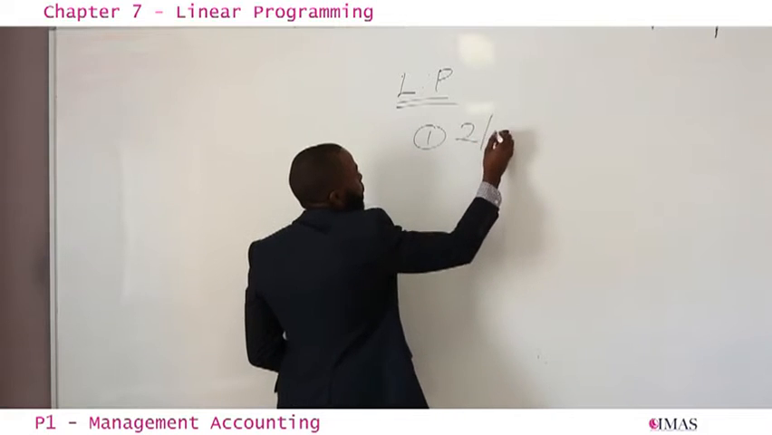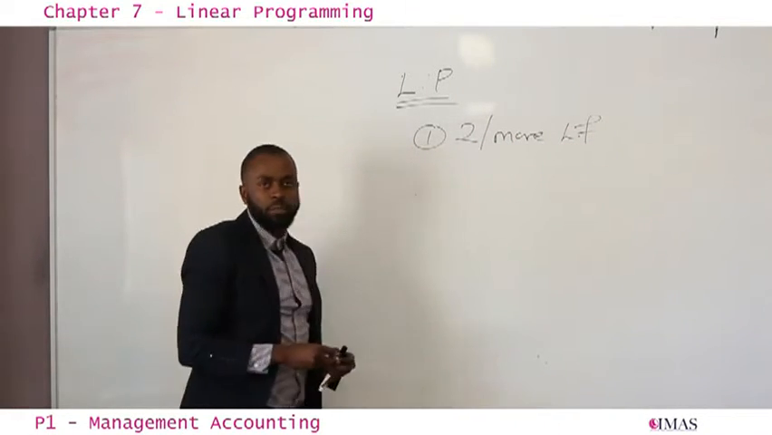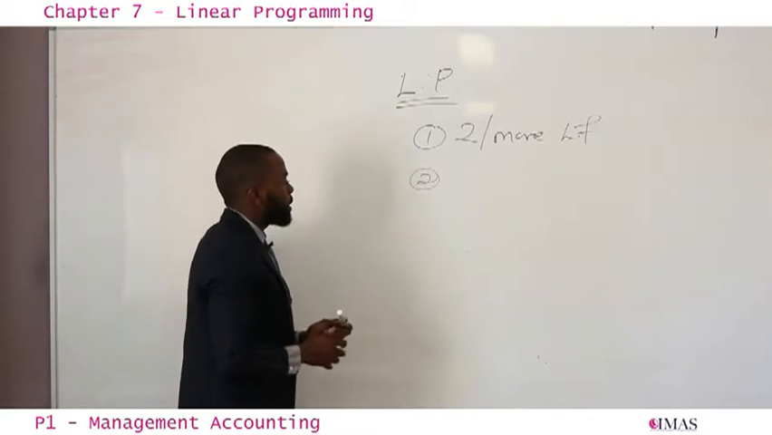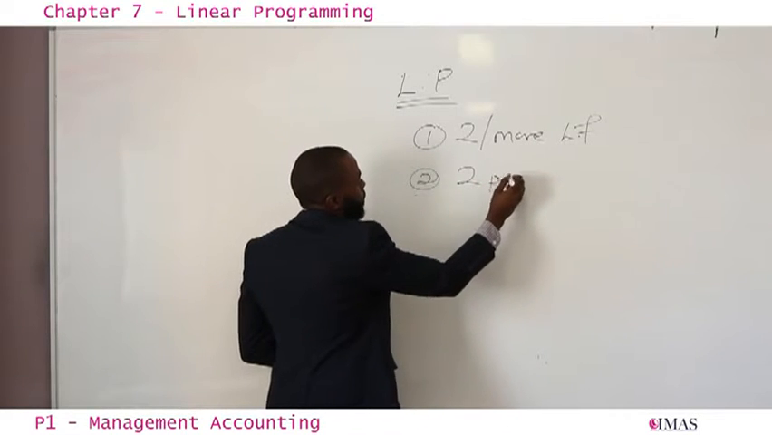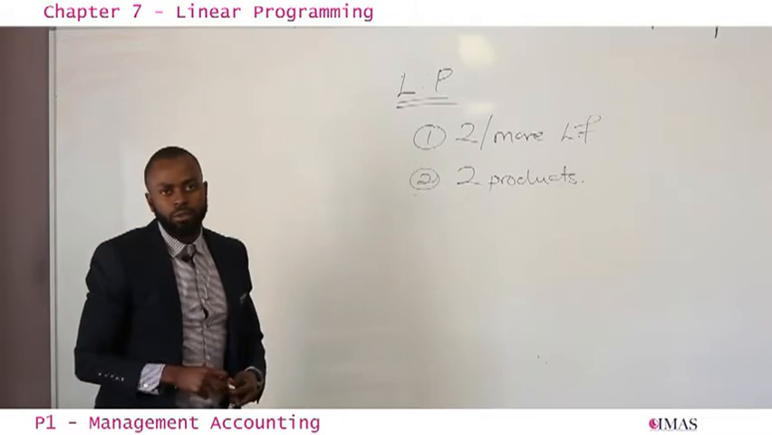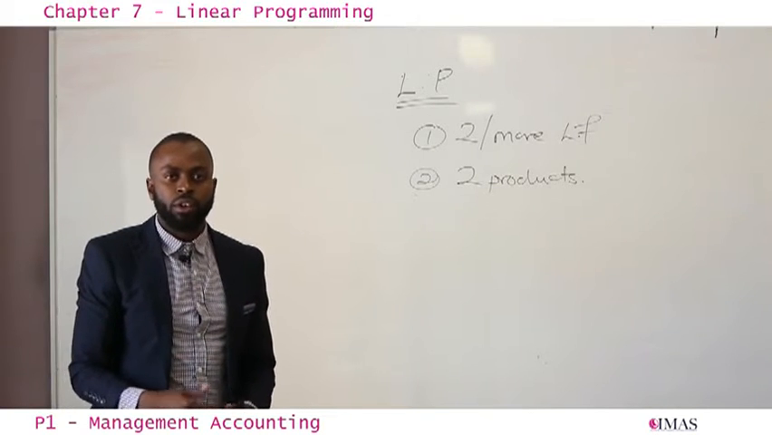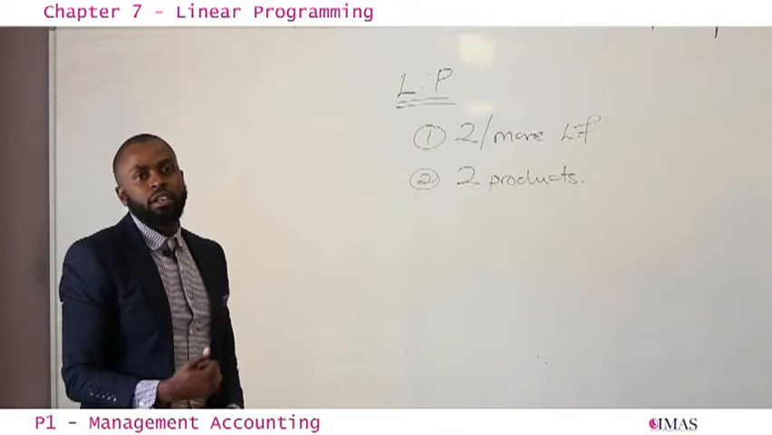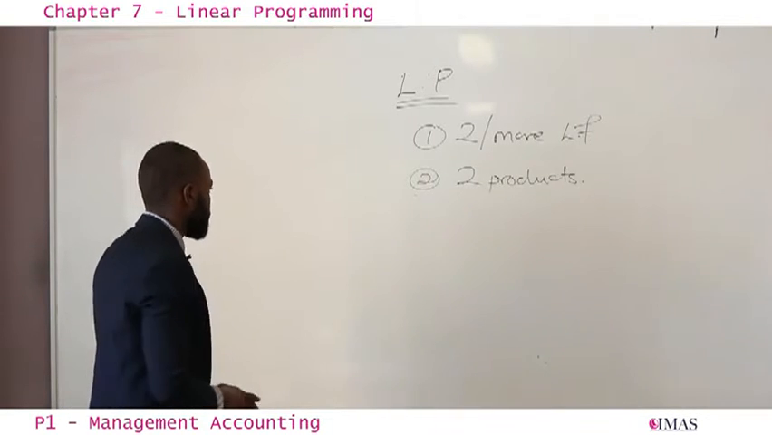There have to be 2 or more limiting factors. That's point number 1. Then point number 2: linear programming, for our syllabus, we can only use it when we have 2 products. Because in linear programming we're going to be using mathematical concepts, so we need to draw a graph. For a graph, we only have the x and the y-axis. So for our syllabus, we can only have 2 products.